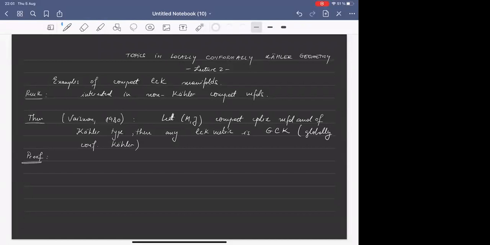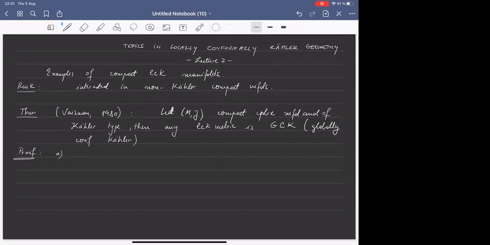The proof relies on two important facts from complex geometry. The first one is that if we have a Kählerian manifold, of course compact, then the dd bar lemma is satisfied.